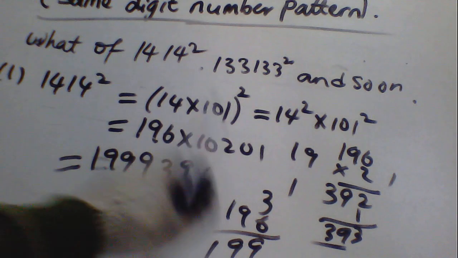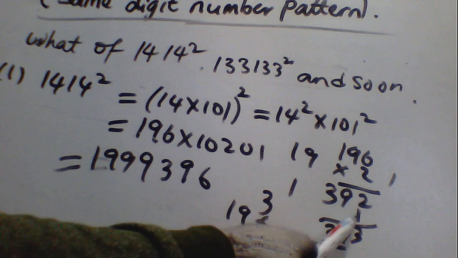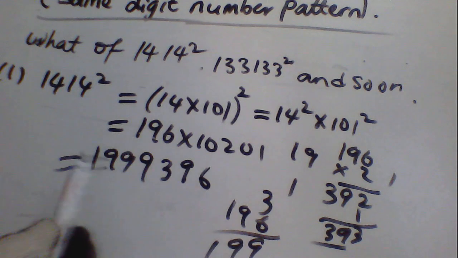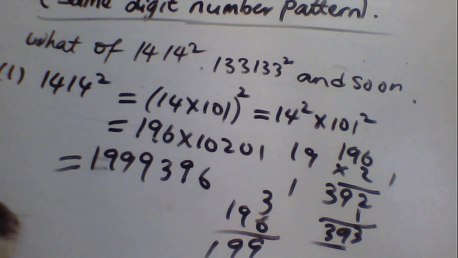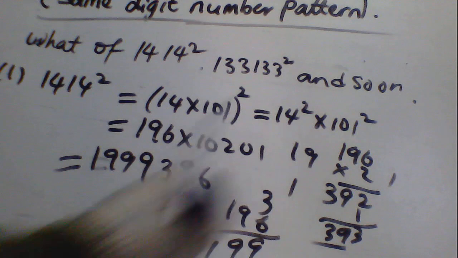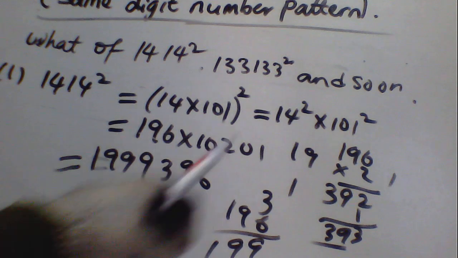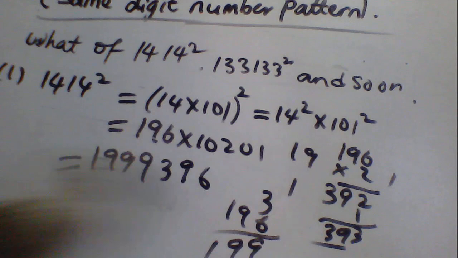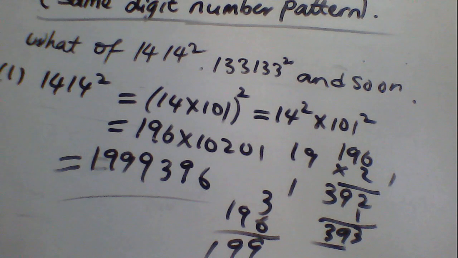196 times 2 will give us 392 plus that one you carry, 393. You drop 3, carry 39. 196 times 0 is 0 plus 39. You drop 9, carry 3. 196 times 1 is 196 plus 3 will give us 199. That is the answer.